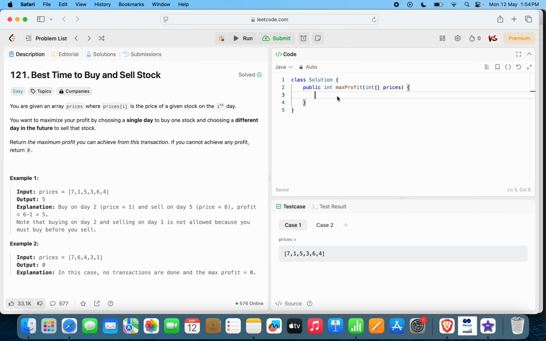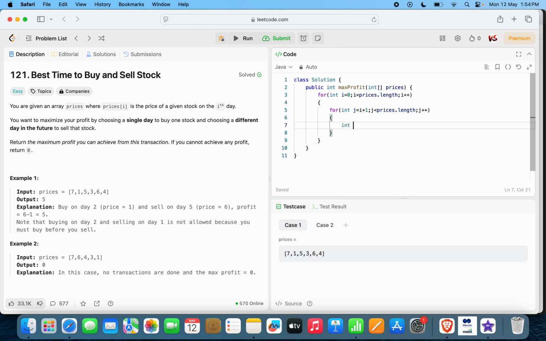Let's start with a for loop. I'll start with i = 0 and go up to prices.length, which is used to iterate over the entire array. To find the difference from the current day to a later day, I will take another loop, this one for j, for the next day, also up to prices.length, with j++.